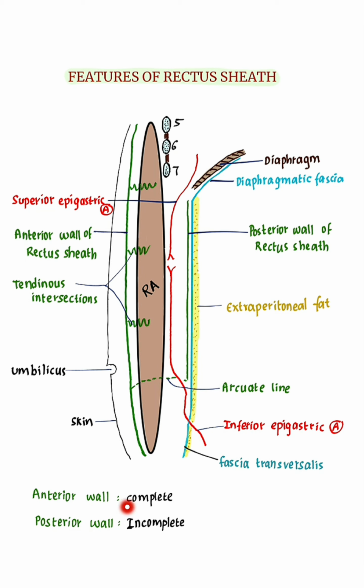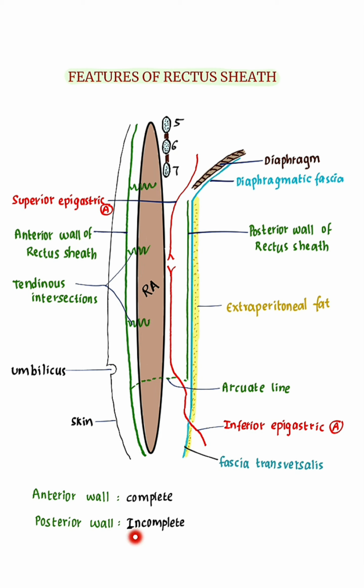Anterior wall is complete. It covers the entire extent of the rectus abdominis muscle longitudinally, from the upper end to the lower end.